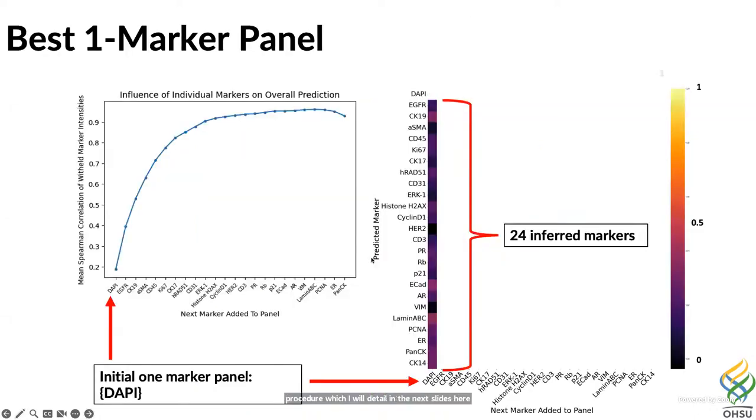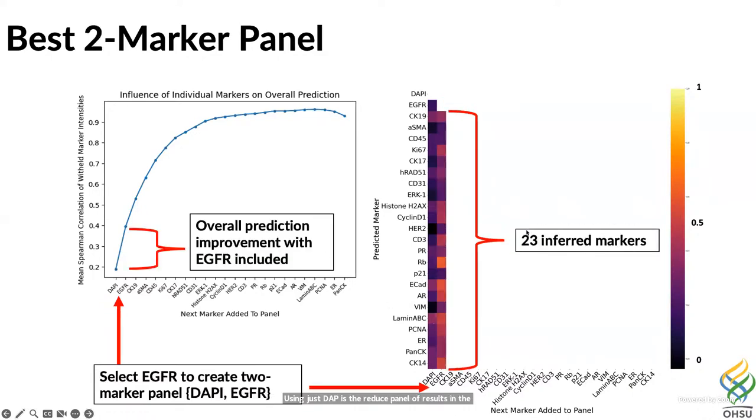So we can get a very interesting look at what's happening as we add markers to our reduced panel here as an example. So we first start by fixing DAPI as the first channel chosen on the right. The heat map indicates the Spearman correlation of each predicted mean intensity value for the marker, and the chart on the left shows the mean value of each column on the right. Using just DAPI as the reduced panel results in a poor reconstruction of the remaining 25 markers. We then iterate through the remaining 24 markers to find the best marker that can reconstruct the remaining 23 markers, and we find that EGFR is best.